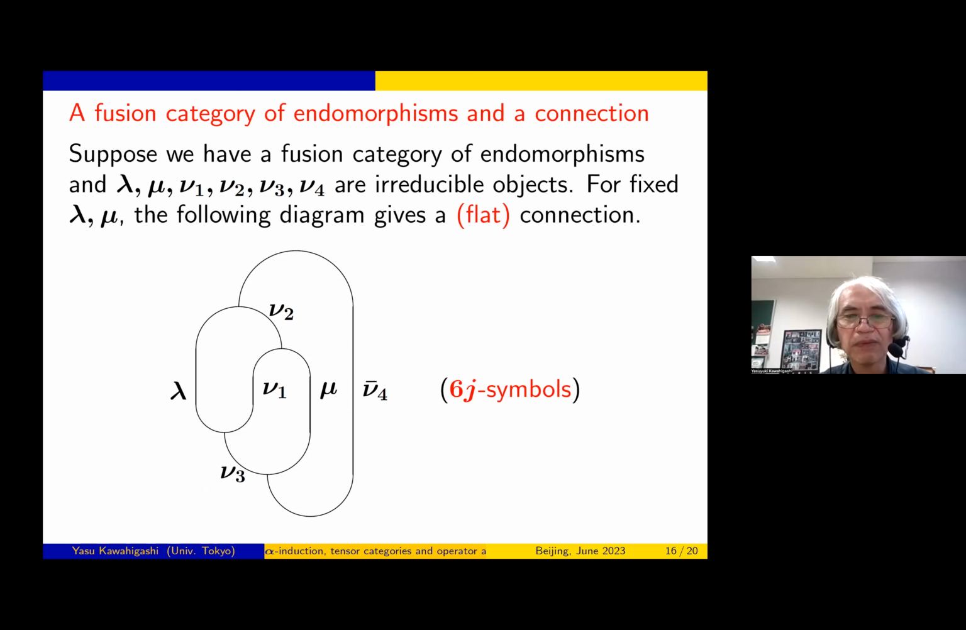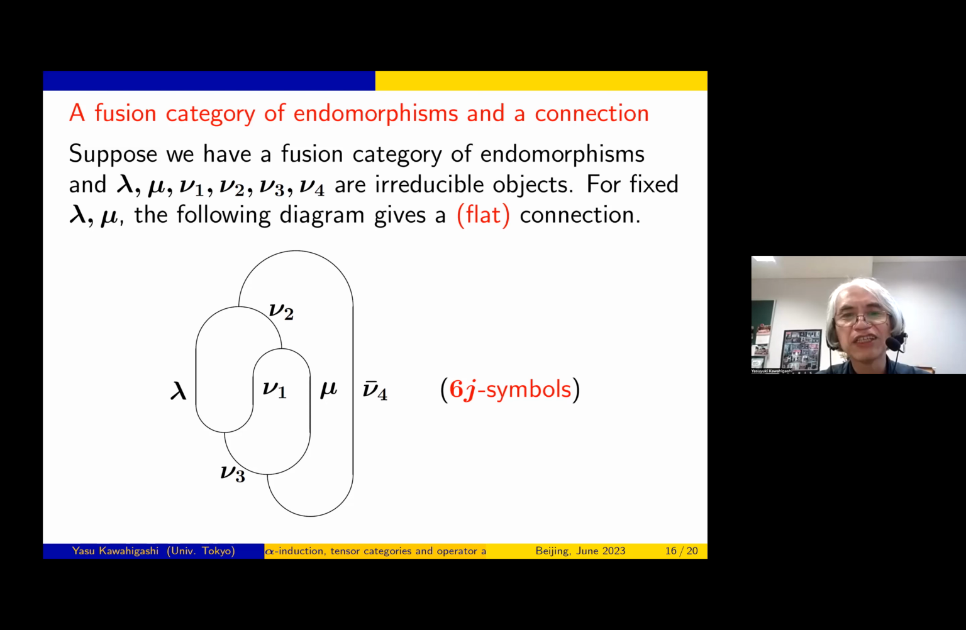This is basically the same as the usual notion of 6J symbols in representation theory. And also in quantum group theory, we have a notion of quantum 6J symbols. This is really the same idea. So if we have lambda and mu, and then nu1, nu2, nu3, nu4, then we get a family of complex numbers indexed by these 4 objects. Lambda and mu are fixed, so we have the other 4 indices, nu1, nu2, nu3, nu4. So we have a family of complex numbers indexed by 4 objects, and this is really a 6J symbol.